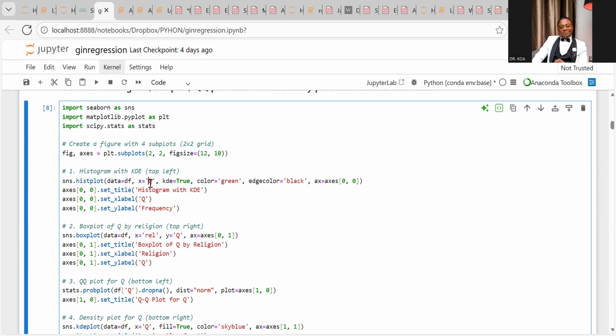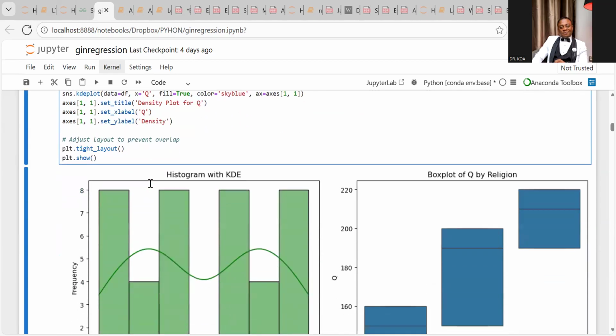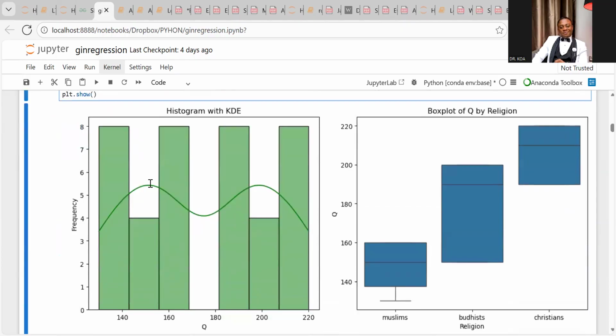We are going to do that for quantity demanded. Let's look at it first. Look at the histogram for quantity demanded and the kernel density plot. If you look at it carefully, what is the nature of the mode? You can tell us. What is the nature of the mode here?